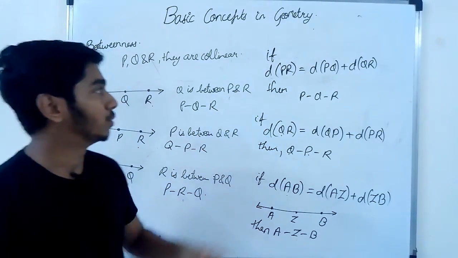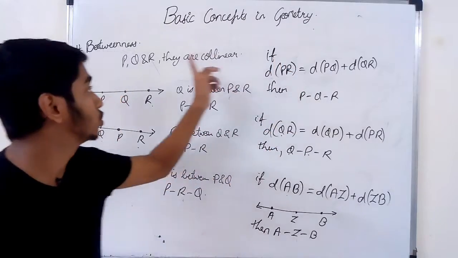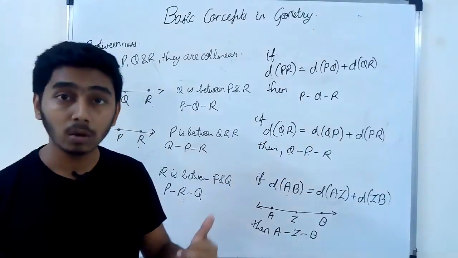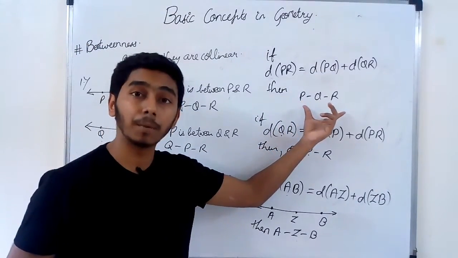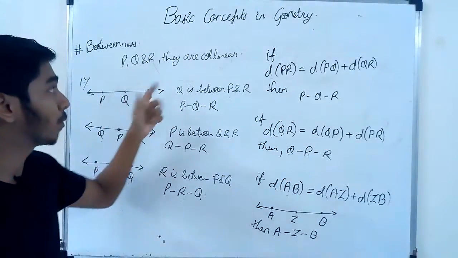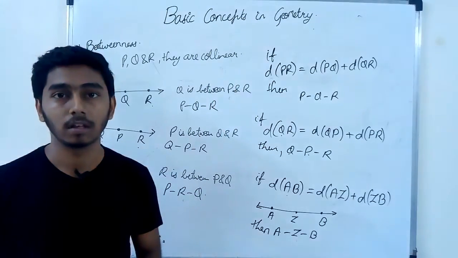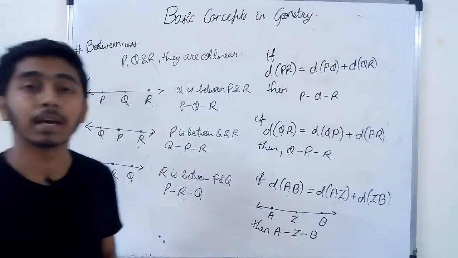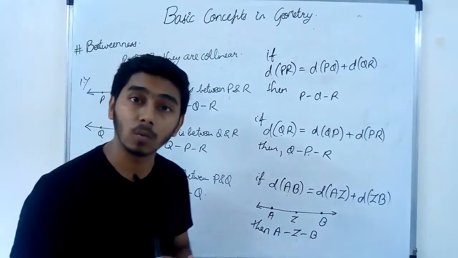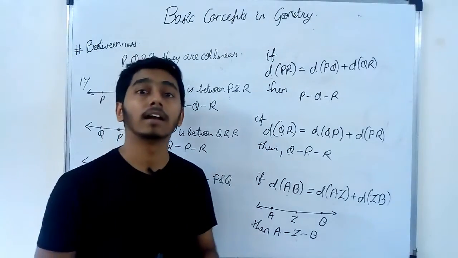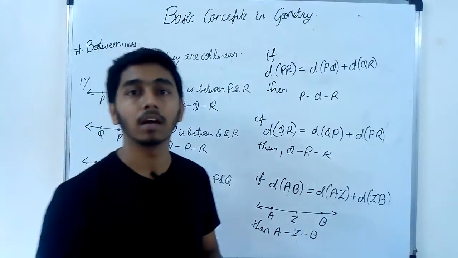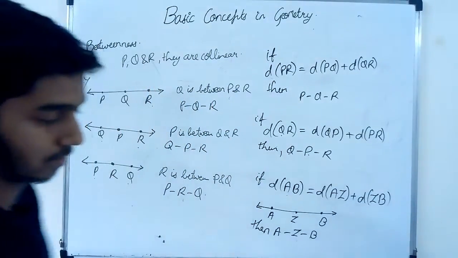So this is the prime condition to show whether 3 points are following betweenness or not. And also, if we are able to prove that there exists betweenness between 3 points, we can also say that those 3 points are collinear also. So let's see some examples based on these concepts which we did: how to find coordinates of a point and distance, and also examples on betweenness, and you'll be able to understand these concepts in a better way. So let us start.